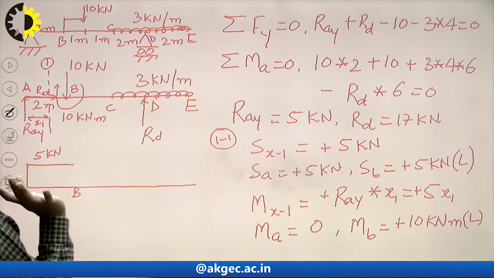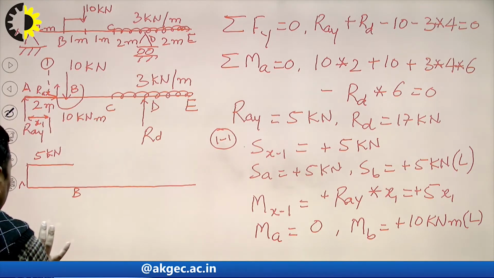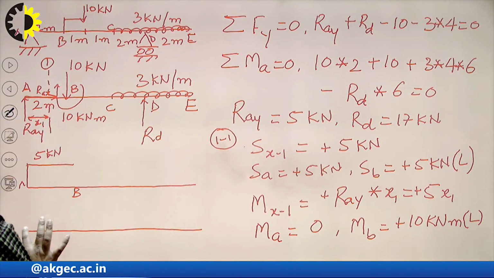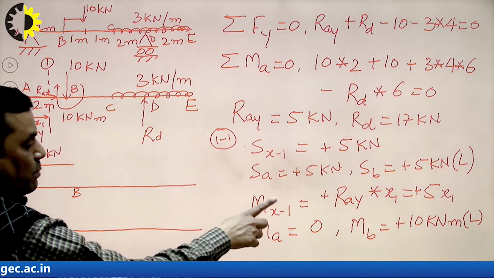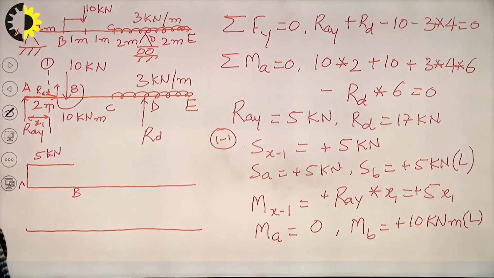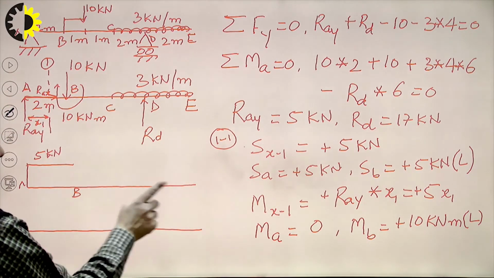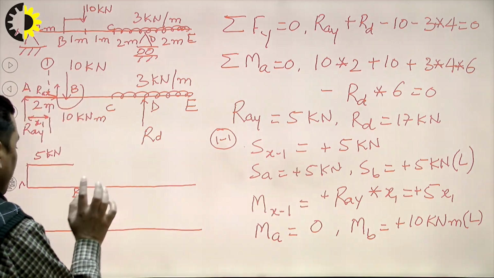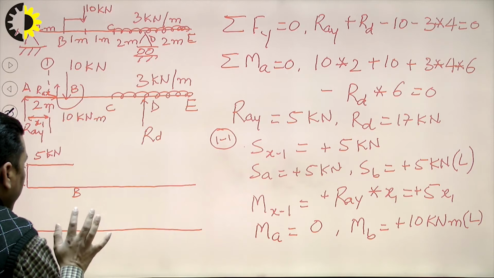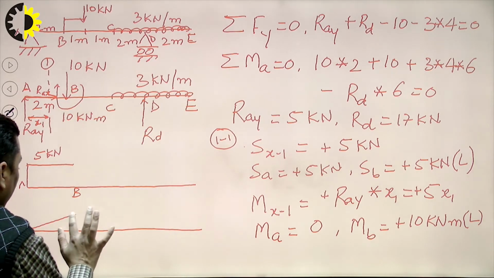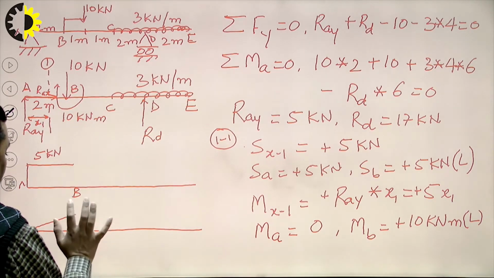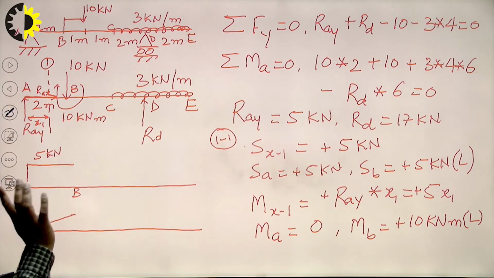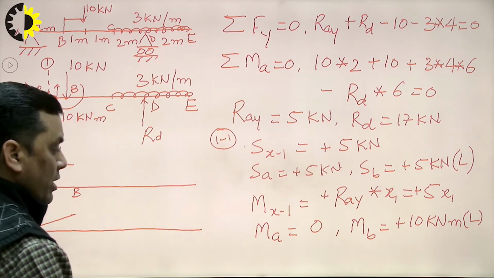This is for the bending moment. At point A it is 0, at point B it is plus 10, and the equation is an inclined line equation with positive slope. So, this is A and B, these are the shear force and bending moment.